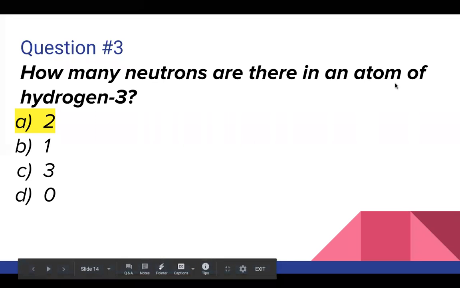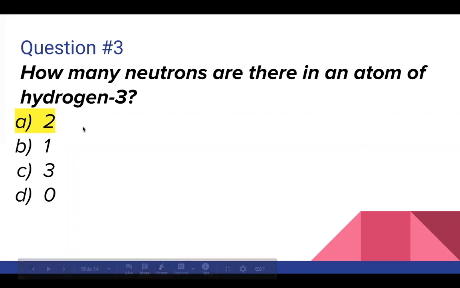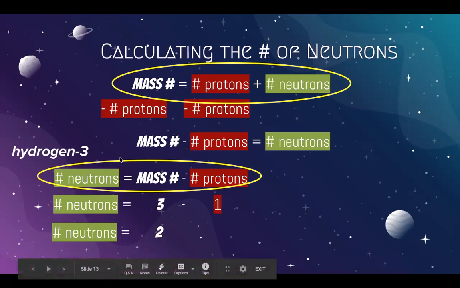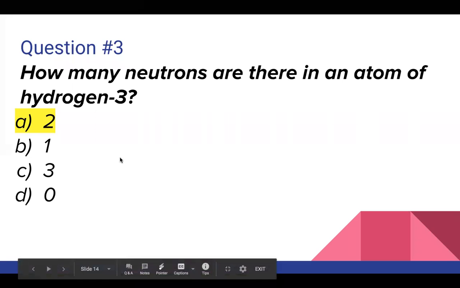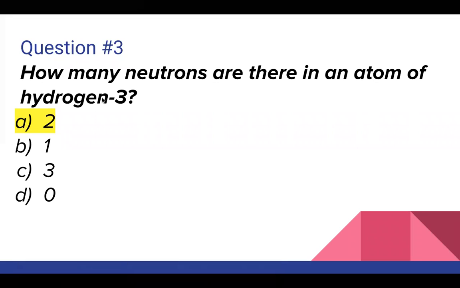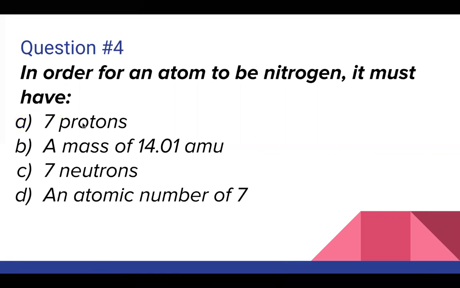So how many neutrons are there in an atom of hydrogen 3? There's 2. And again, I know that was an easy example, but I recommend the math way for more complex, for heavier elements. All right, question number 4.